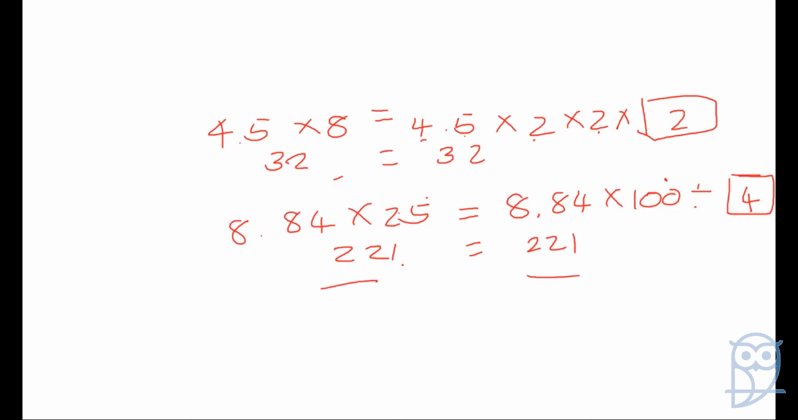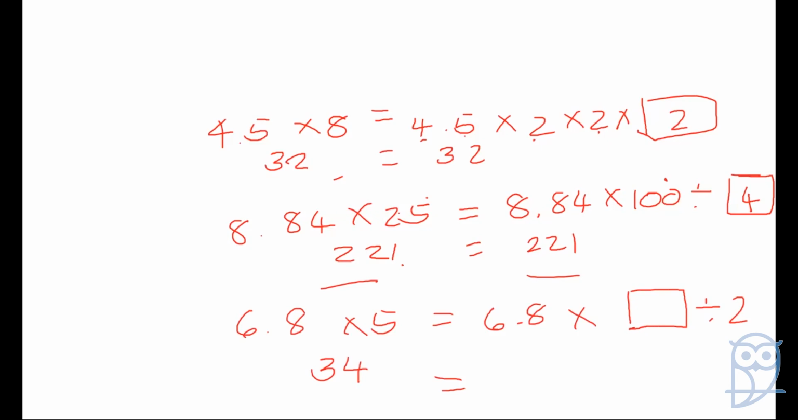We're going to do one more. 6.8 times 5 is equal to 6.8 times something divided by 2. 6.8 times 5 is equal to 34. So for me to come back to this answer, I would need to multiply that by 10, because 6.8 times 10 divided by 2 will give me 34. Everybody agreed?